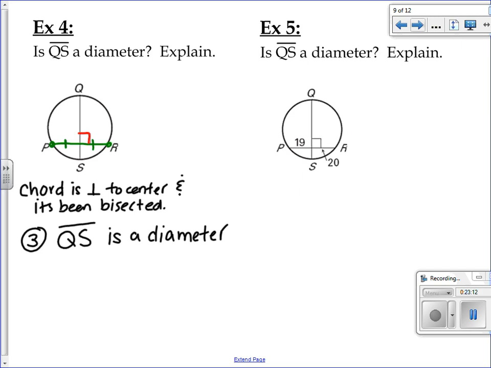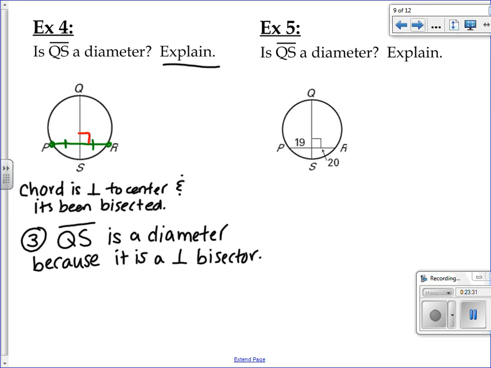Now it says explain, so we have to say why. So we'll say because of that third property, it is a perpendicular bisector of the chord. So that means it's a diameter.